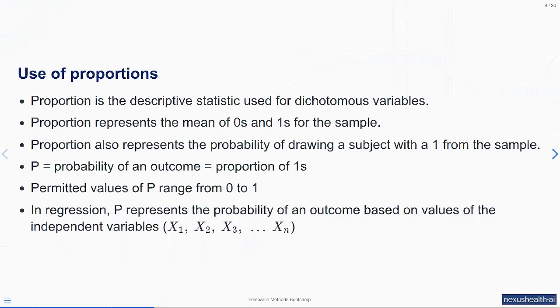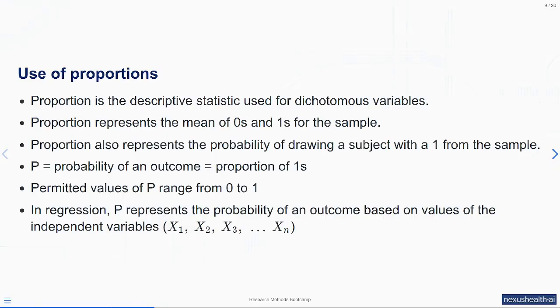So remember that we use proportions in descriptive statistics for dichotomous variables, and the proportion is basically a mean of the zeros and ones for that sample. It also represents the probability of a subject having the event. So that's the probability of drawing a subject with a 1 from the sample. So the proportion is actually a probability of an outcome, and it's the proportion of ones.